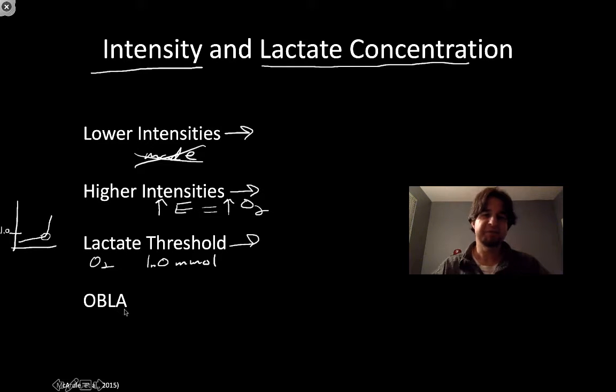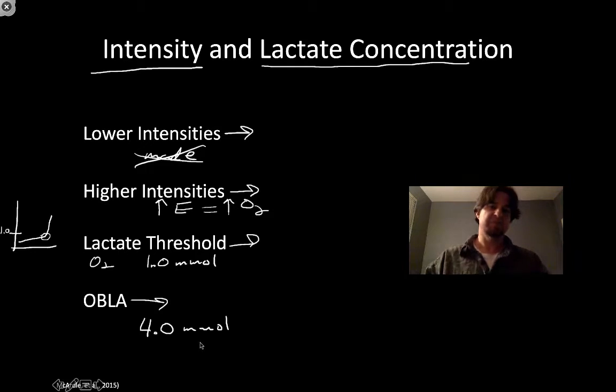So then we have our onset of blood lactate accumulation. Very much like our lactate threshold, the major difference here is that it's at a 4.0 millimole increase of blood lactate. Same thing before our pre-exercise levels. If we get this increase of 4 millimoles in concentration of blood lactate, that's when we're going to have our onset of blood lactate accumulation.